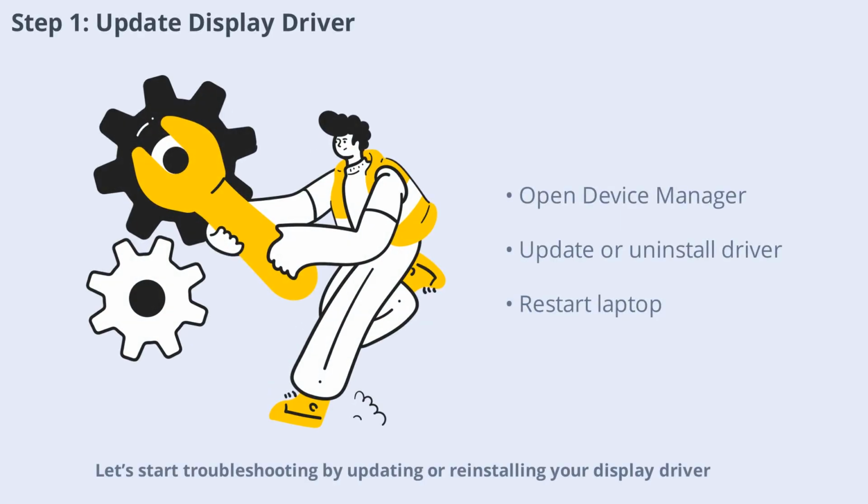Start troubleshooting by updating or reinstalling your display driver. Open Device Manager, find Display Adapters, and right-click your graphics device. Choose Update Driver or Uninstall Device, then restart your laptop. Windows will attempt to reinstall the correct driver automatically. This simple step can resolve many flickering issues caused by corrupted or outdated drivers.